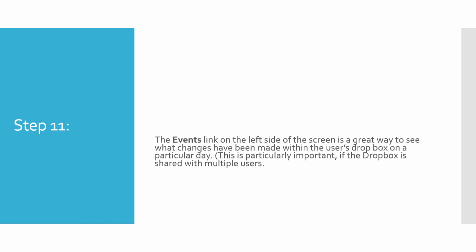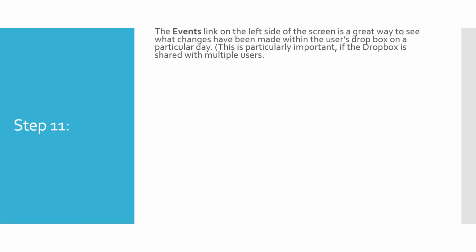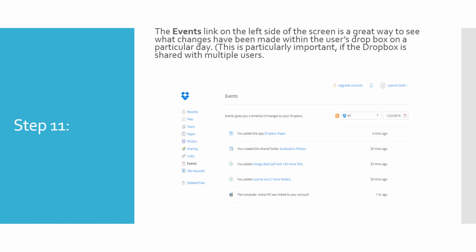Step 11. The events link on the left side of the screen is a great way to see what changes have been made within the user's Dropbox on a particular day. It's particularly important if you're sharing it with multiple users. As you can see, everything I've done within my Dropbox today is listed in events.